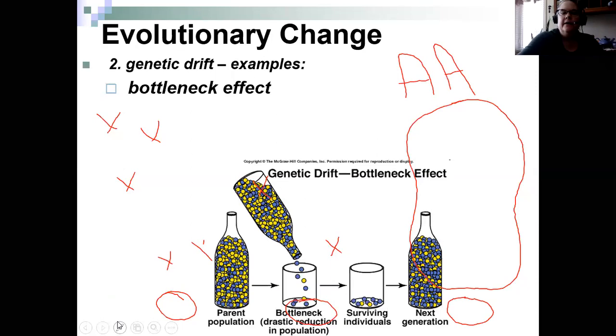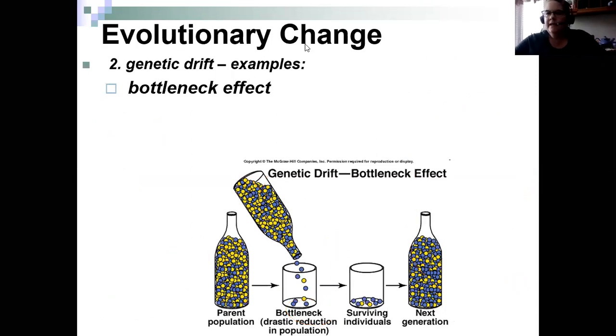So the first subcategory is bottleneck effect. The bottleneck effect arises from some kind of catastrophic event happening to a population. Usually when we think about a catastrophic event, we're thinking of something that we did, right? So basically hunting some species to near extinction.